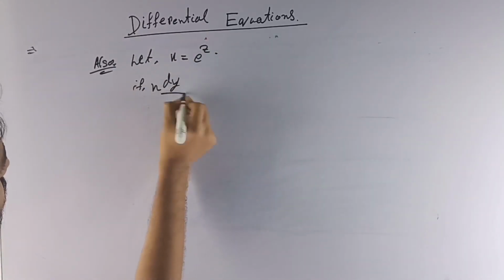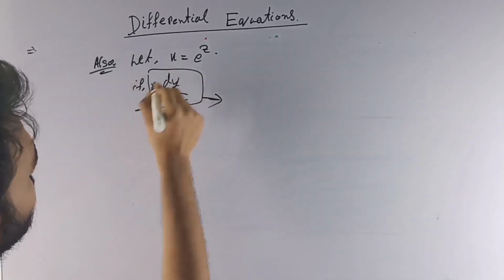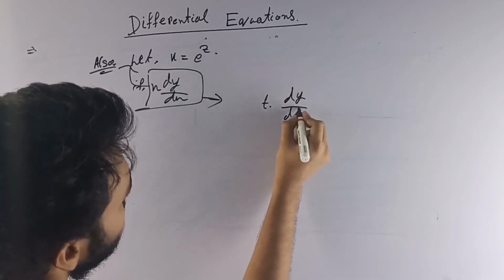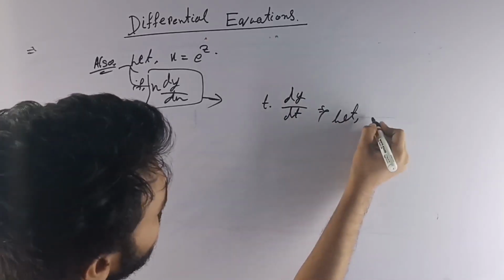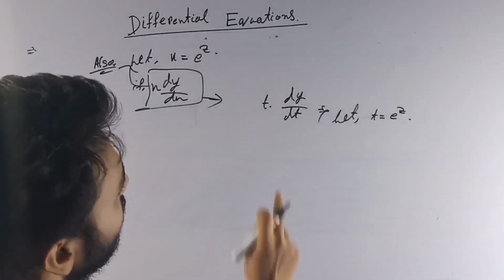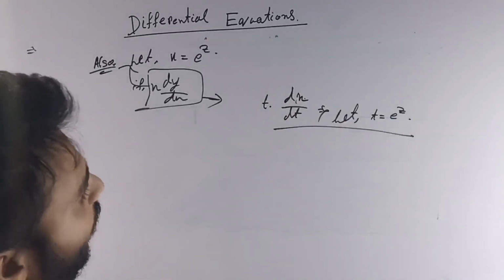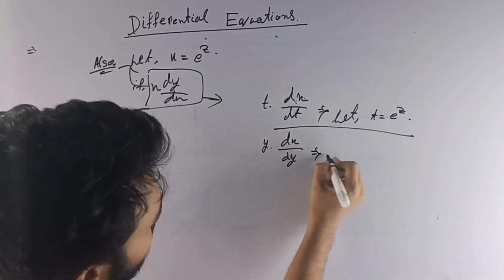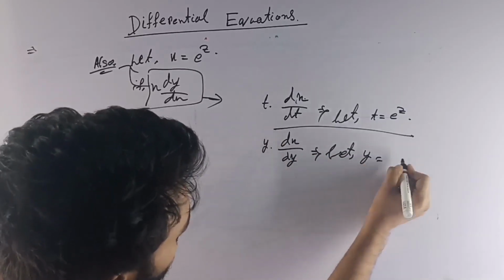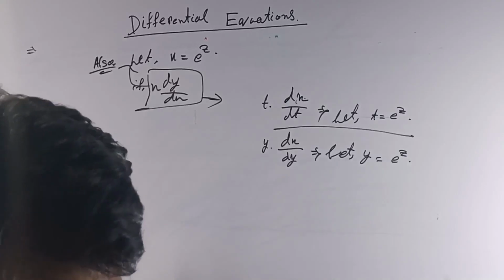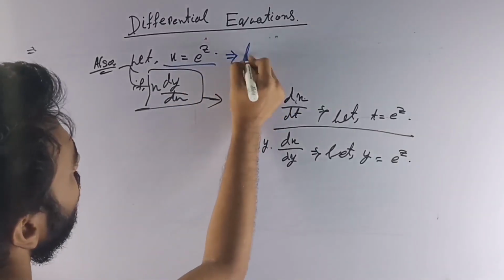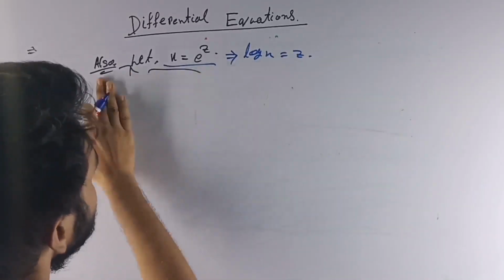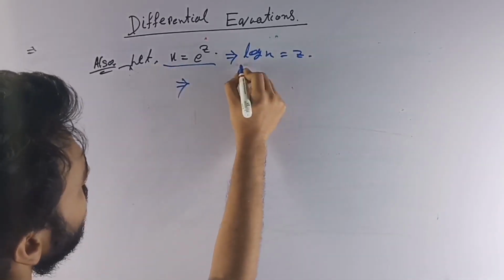Okay, here also you let x equal e to the power z. If it is x times dy by dx, and again t times dy by dt, then let t equal e to the power z. And if it is y times dx by dy, then let y equal e to the power z. This is very important. Okay, that's very simple and important. And now taking log on both sides, it becomes log x equals z.